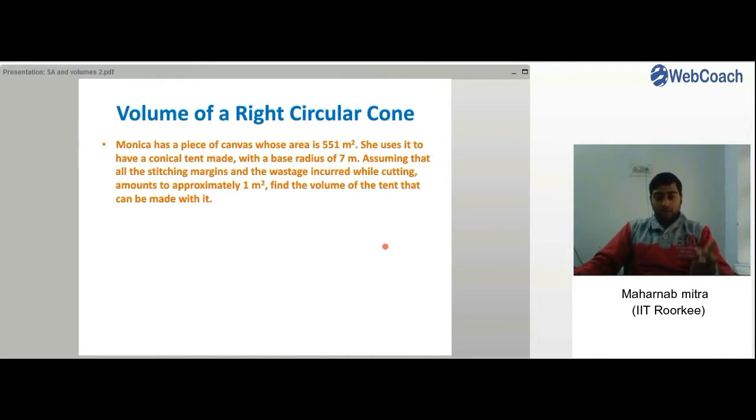Monica has a piece of canvas whose area is 551 meters square, and be careful of the unit. Here the unit is meter square. Now she uses it to have a conical tent made with base radius 7 meters. So she is using the canvas to build a tent of base radius 7 meters, which is of conical shape.